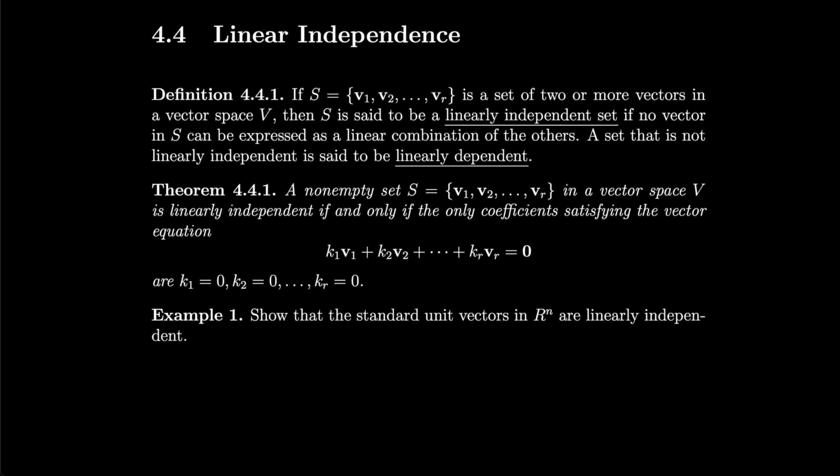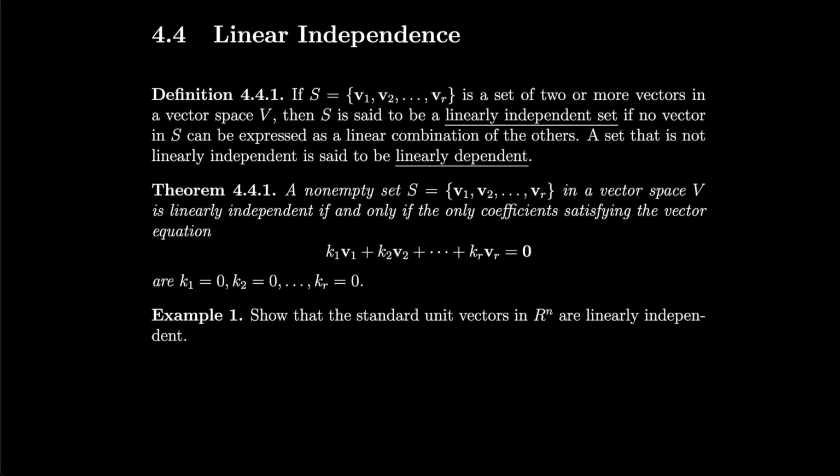To see why this is true, assume the opposite, that this equation could be satisfied by some coefficients that are not all 0. Well, then I could move this term to the other side by subtracting, and divide by minus k1 to get v1 expressed as a linear combination of the others. So if these coefficients are not all 0, I could express any of these vectors as a linear combination of the others, and therefore it would be a linearly dependent set. So that shows one direction.